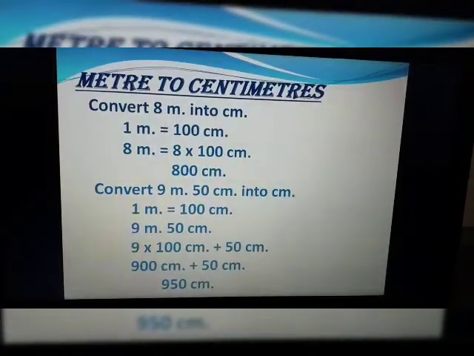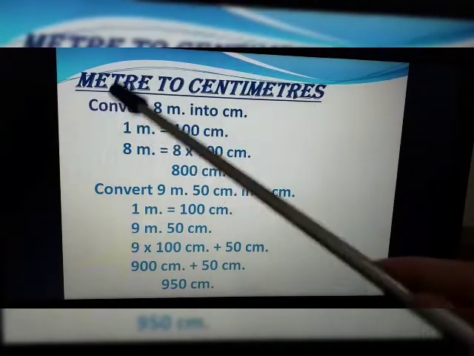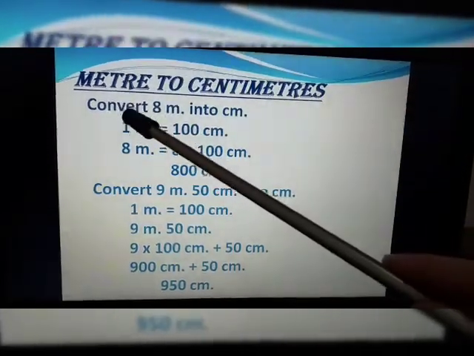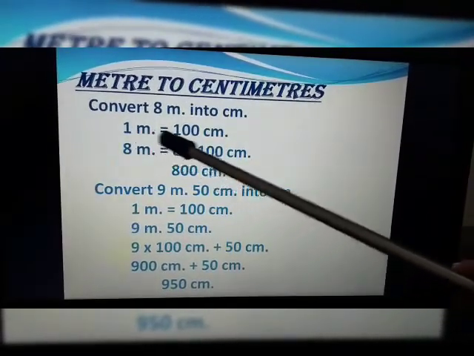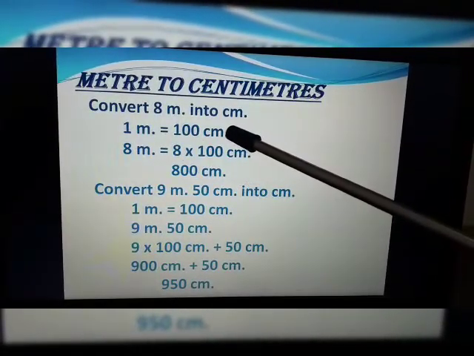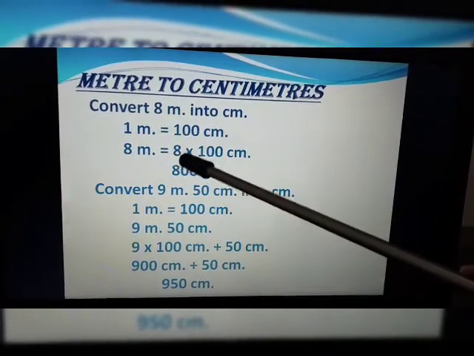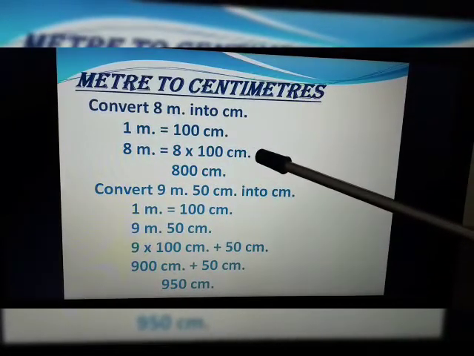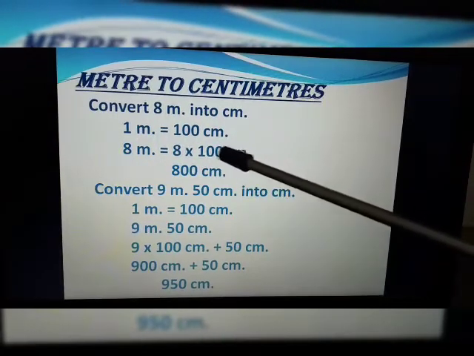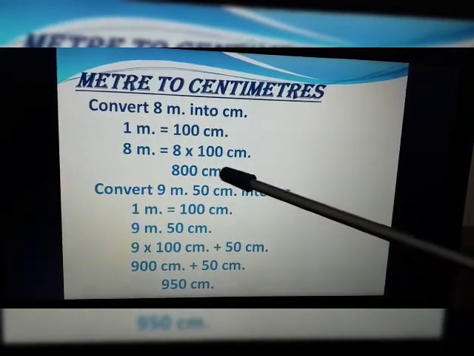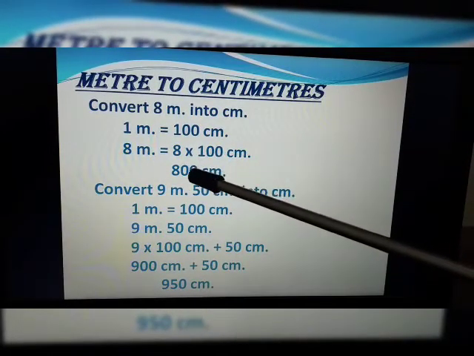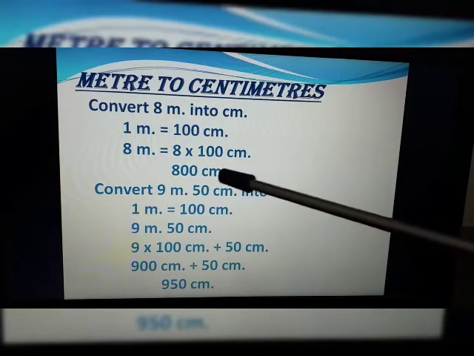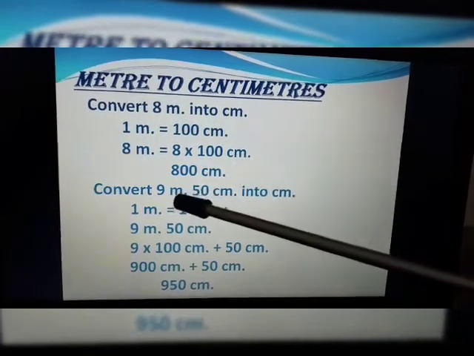Now let's understand with this example. Convert meter to centimeter. Now convert 8 meter into centimeter. So we know 1 meter is equal to 100 centimeter. So 8 meter is equal to 8 into 100 centimeter. Okay, so 8 into 100 is equal to 800 centimeter. Here what we have done is just put 2 zeros after 8. And remember one thing, that centimeter is always written in 2 digits.